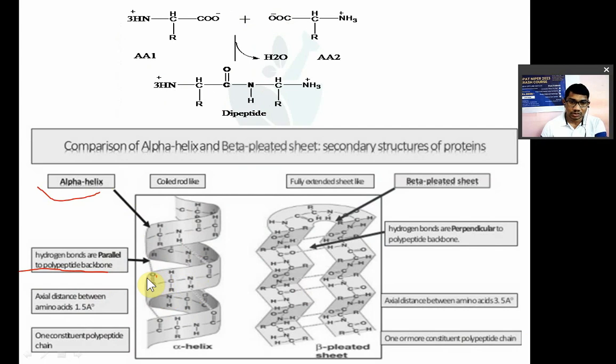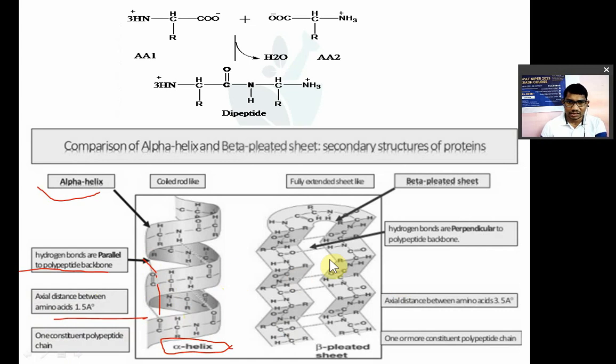जैसे CO ग्रुप है उसका और NH का हाइड्रोजन बॉन्ड रहेगा. So the axial distance between amino acids is 1.5 angstrom. तो distance between two amino acids, ये जो दो amino acid होते हैं उसके बीच में का distance कितना है? 1.5 angstrom. So that is alpha helical structure of protein. That is the secondary structure, alpha helix. Okay, right-handed alpha helix is the most common. Left-handed is the least common.